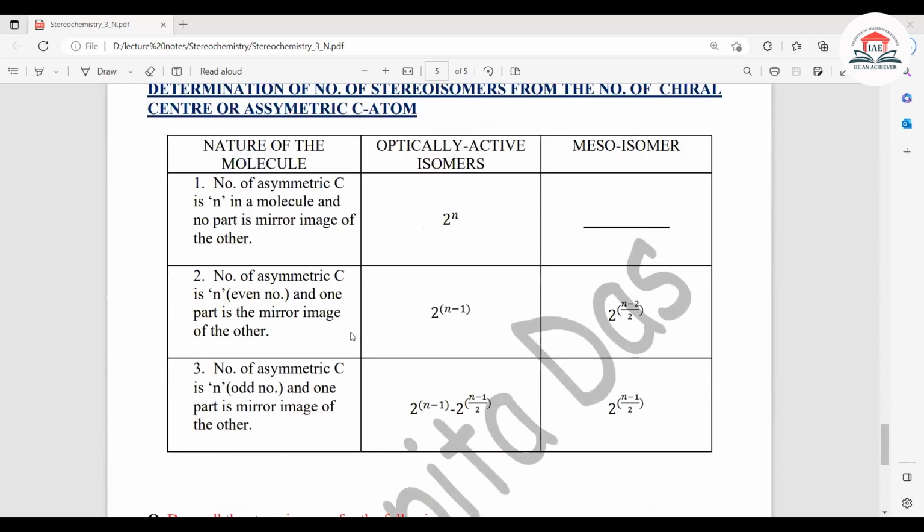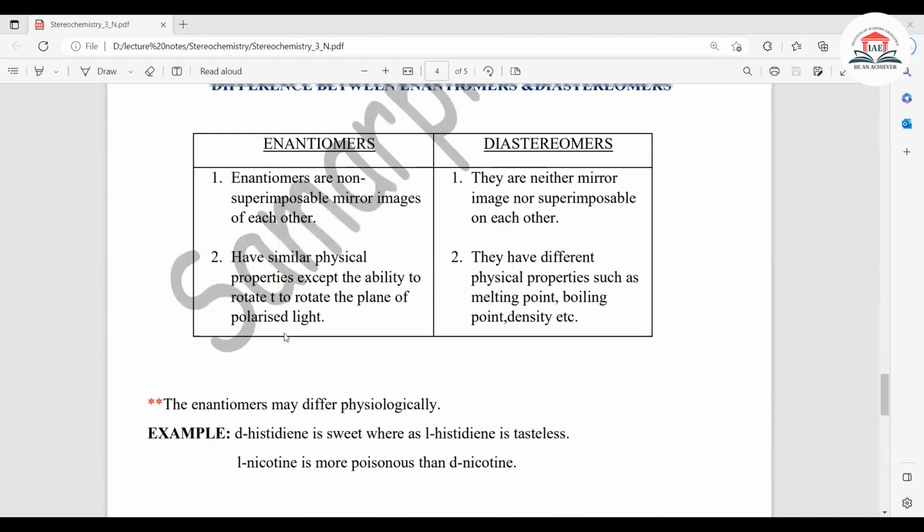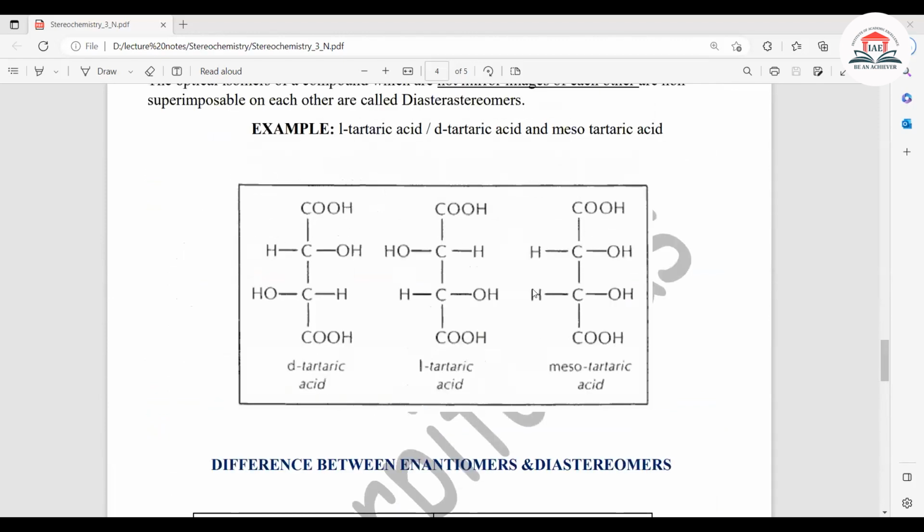Okay, so we'll go to point number 2. Number of asymmetric carbon is n, even number, and one part is the mirror image of the other. So this is applicable for this molecule, meso tartaric acid. In tartaric acid, you can see that there are 2 chiral centers. This one is a chiral center, and this one is also a chiral center. And also there is a mirror plane, which divides the molecule into 2 equal halves.